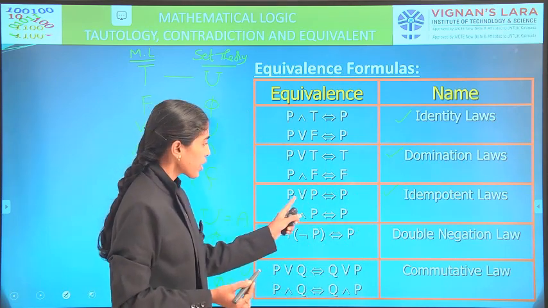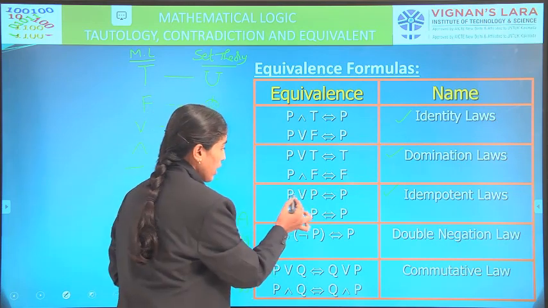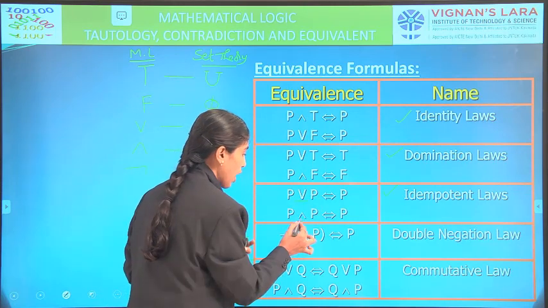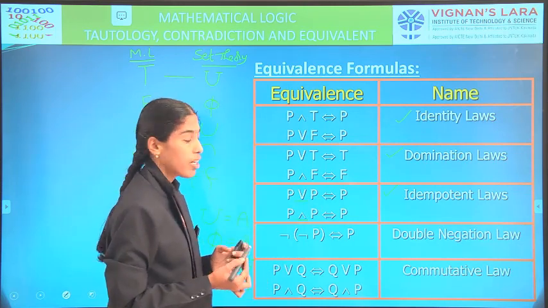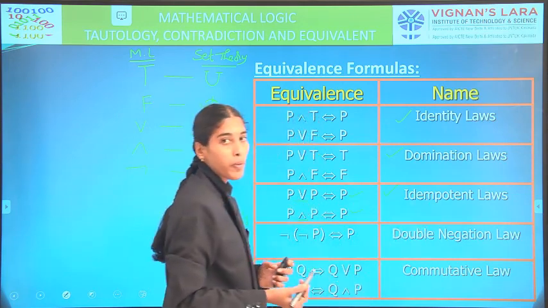Next, idempotent law. If a variable is repeated n number of times, with either the OR symbol or the AND symbol in between those variables, we write the variable a single time. We call that law the idempotent law.